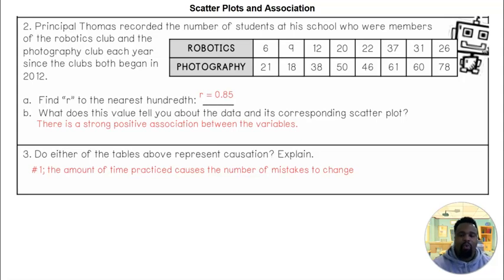In addition to that, we look at how strong or weak our correlation is by looking at our correlation coefficient. The closer it is to 1, the stronger the positive correlation. The closer it is to -1, the stronger the negative correlation. You can also tell graphically by how close the points are together. The closer the points are together, the stronger the correlation. The more spread apart the points are, the weaker the correlation. I hope that helps with our understanding of scatter plots and association.